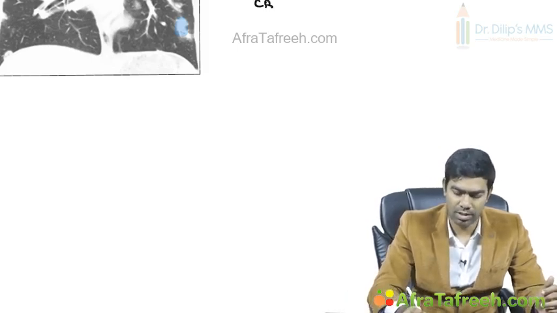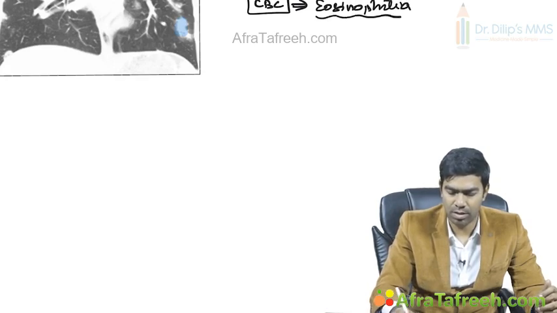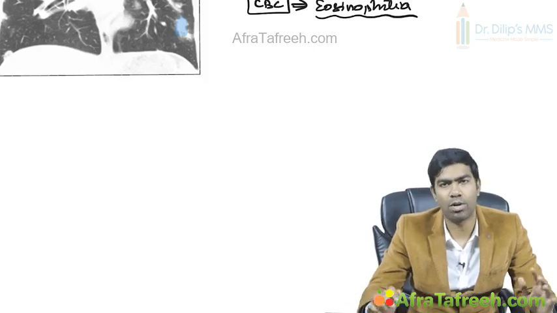First is the CBC, complete blood count. Clear? In the complete blood count, very commonly you are going to have eosinophilia. Surely you will be having eosinophilia. There is no doubt about that. There is one important difference from acute eosinophilic pneumonia, where in early stages at least eosinophilia is very, very rare.